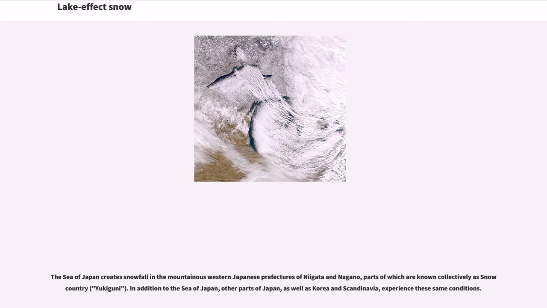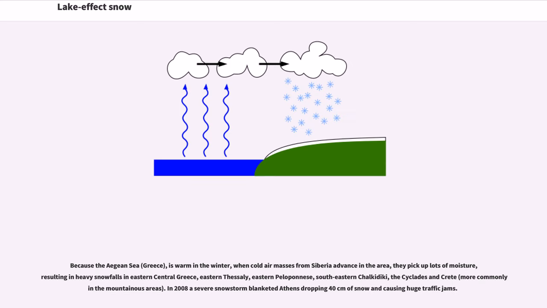In addition to the Sea of Japan, other parts of Japan, as well as Korea and Scandinavia, experience these same conditions. Because the Aegean Sea is warm in the winter, when cold air masses from Siberia advance in the area, they pick up lots of moisture, resulting in heavy snowfalls in eastern central Greece, eastern Thessaly, eastern Peloponnese, southeastern Chalkidiki, the Cyclades and Crete. In 2008, a severe snowstorm blanketed Athens, dropping 40 centimeters of snow and causing huge traffic jams.